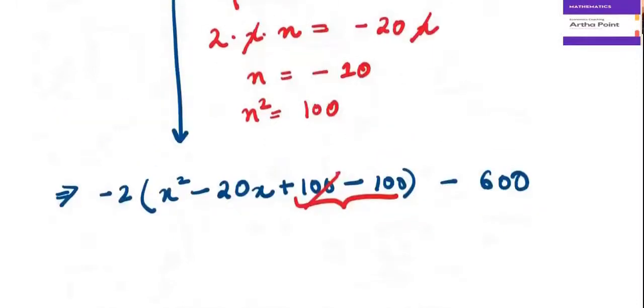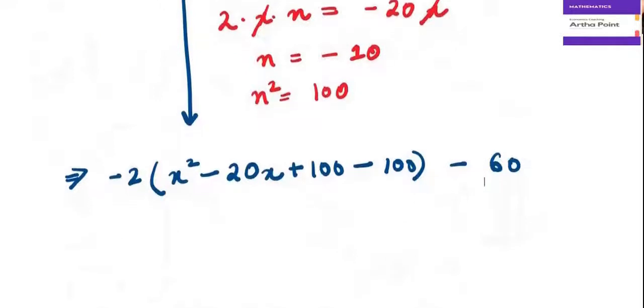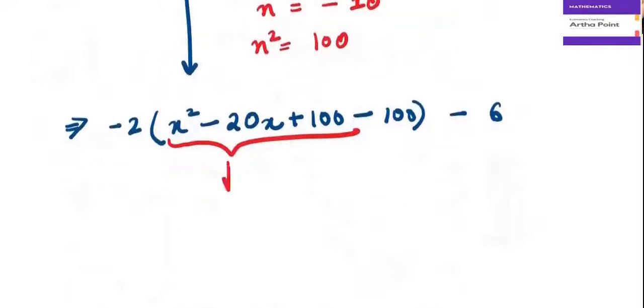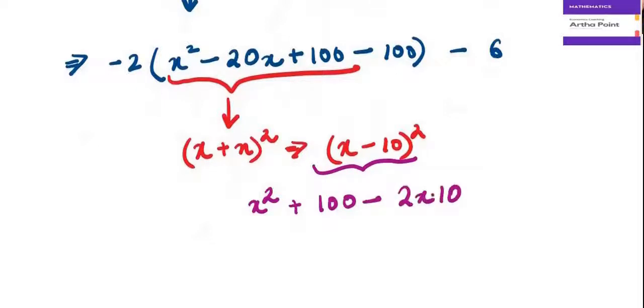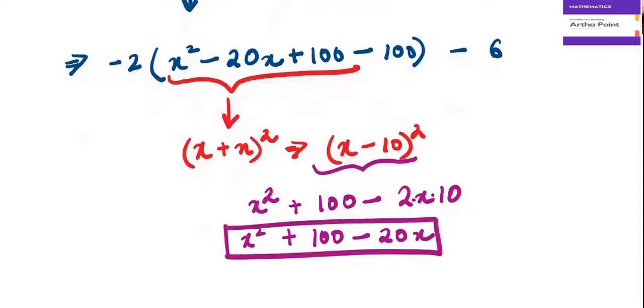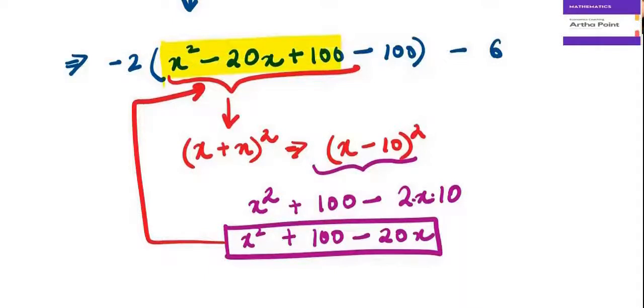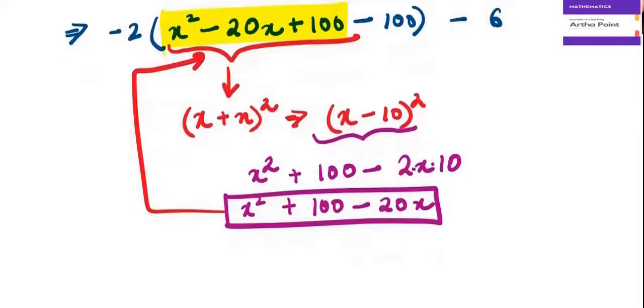Now what I will do is the following. If I look at just this part, isn't this (x plus n) whole square, where n is minus 10? So isn't this (x minus 10) whole square? You can open it and see it. (x minus 10) whole square will be x square plus 100 minus 20x. Just compare it with this one. It's the same thing. So instead of this term, I will write (x minus 10) whole square. This is the completing the square method.